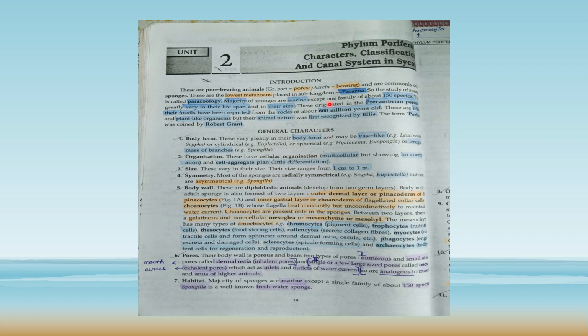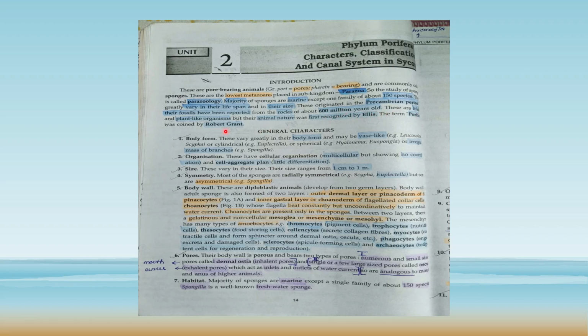In majority, these are marine. Exceptions, one or two cases. Some are freshwater also. Total, there are 150 species discovered till now, and their fossils have also been reported from the rocks found in marine habitat underwater, and they are known to be 600 million years old.